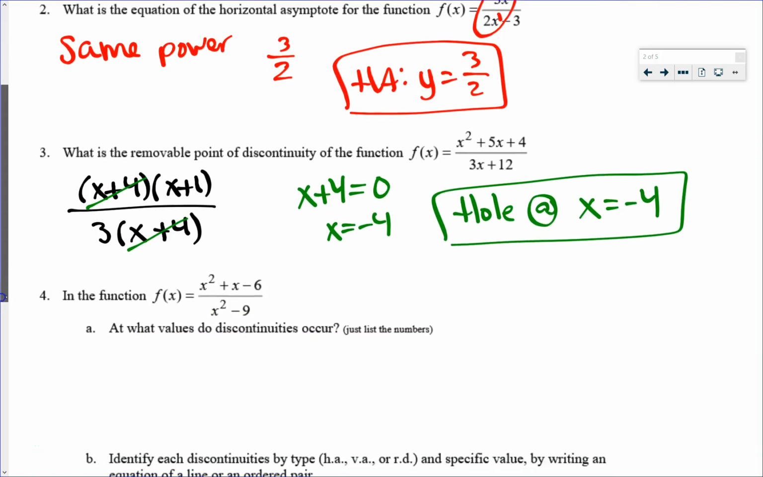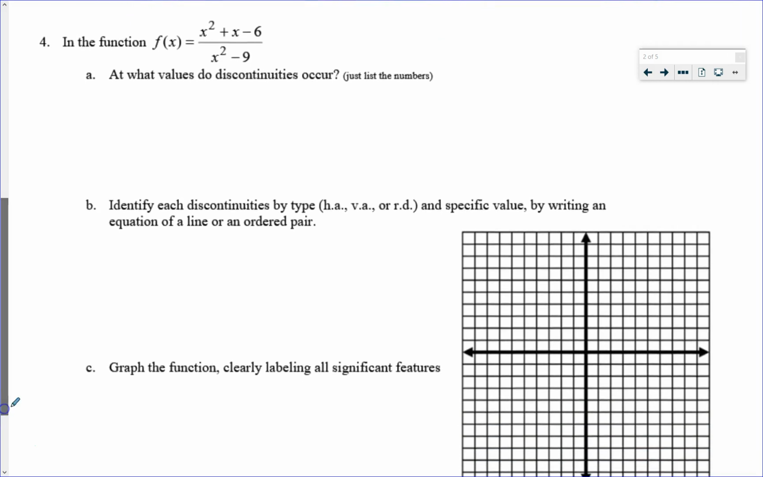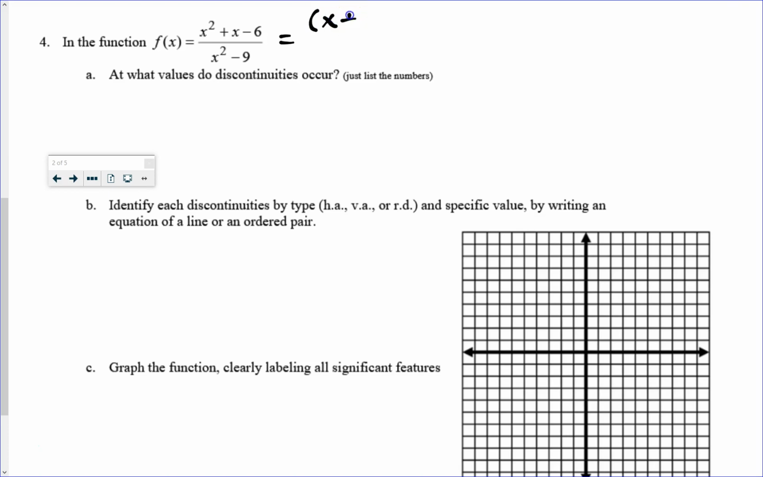All right, number 4. All right, so this all goes together. Number 4, we have a function, wants to know where our discontinuities are. Then we're going to specify which one is which, and then we're going to graph it. So again, before I do anything, I have to factor my function. So my top is going to factor, let's see here, multiplies to give me negative 6, adds to give me a positive 1. That's going to be positive 3 and negative 2.